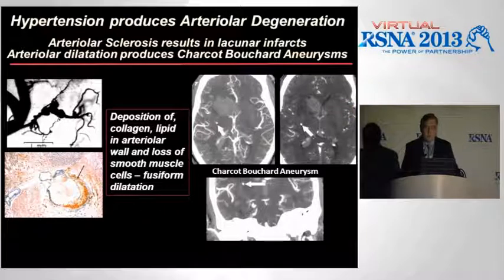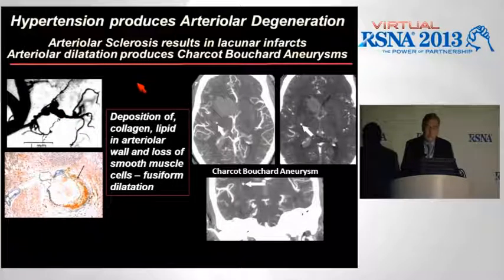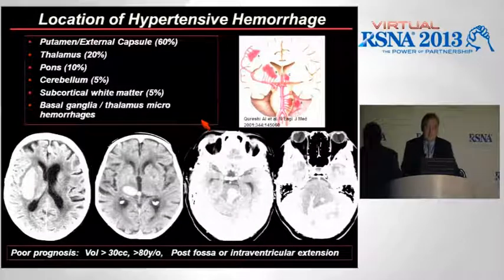This is due to deposition of collagen and lipid in the arteriolar walls. The smooth muscle cells are lost, and this results in a fusiform dilatation of the arterioles. This fusiform dilatation was noted many years ago and was termed by the neuropathologists at the time as Charcot-Bouchard aneurysms. This is a patient with a hypertensive hemorrhage, and you can see a Charcot-Bouchard aneurysm here in the basal ganglia region. So these are some of the hallmarks of hypertensive hemorrhage.